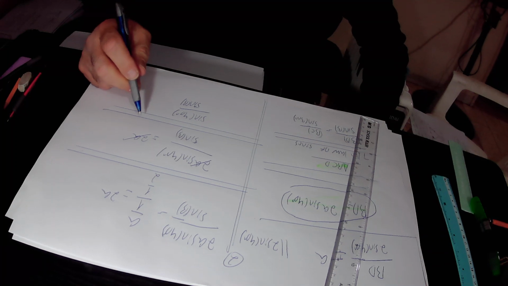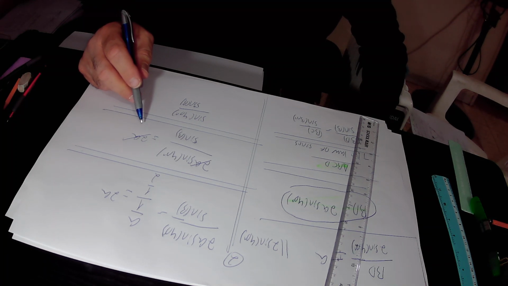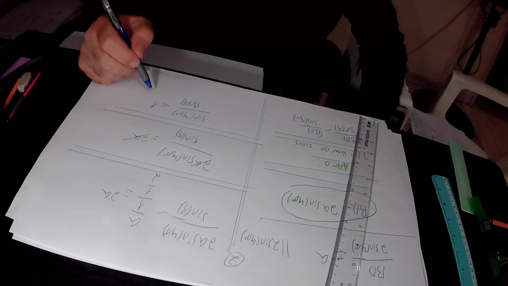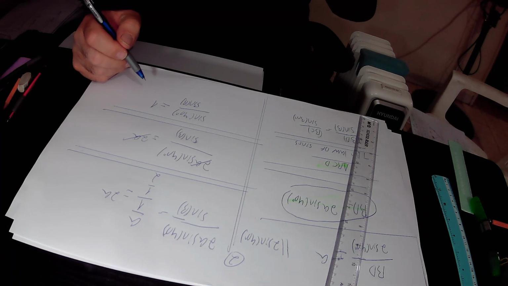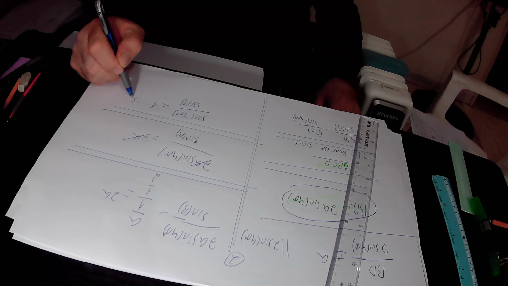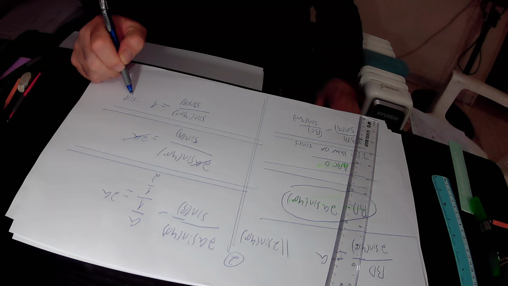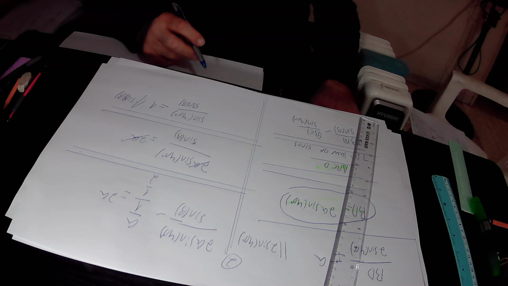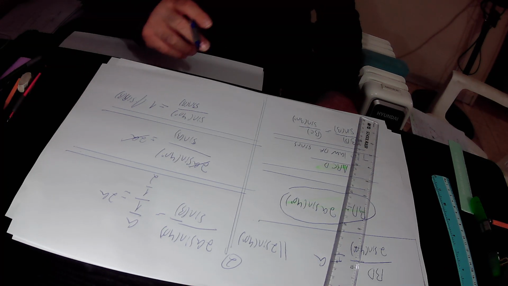On the other side of this equation, we are left only with 2A over 2A, which is 1. We are left only with 1. Here we will multiply this equation by sine beta. And finally we get that sine 40 degrees equals sine beta.